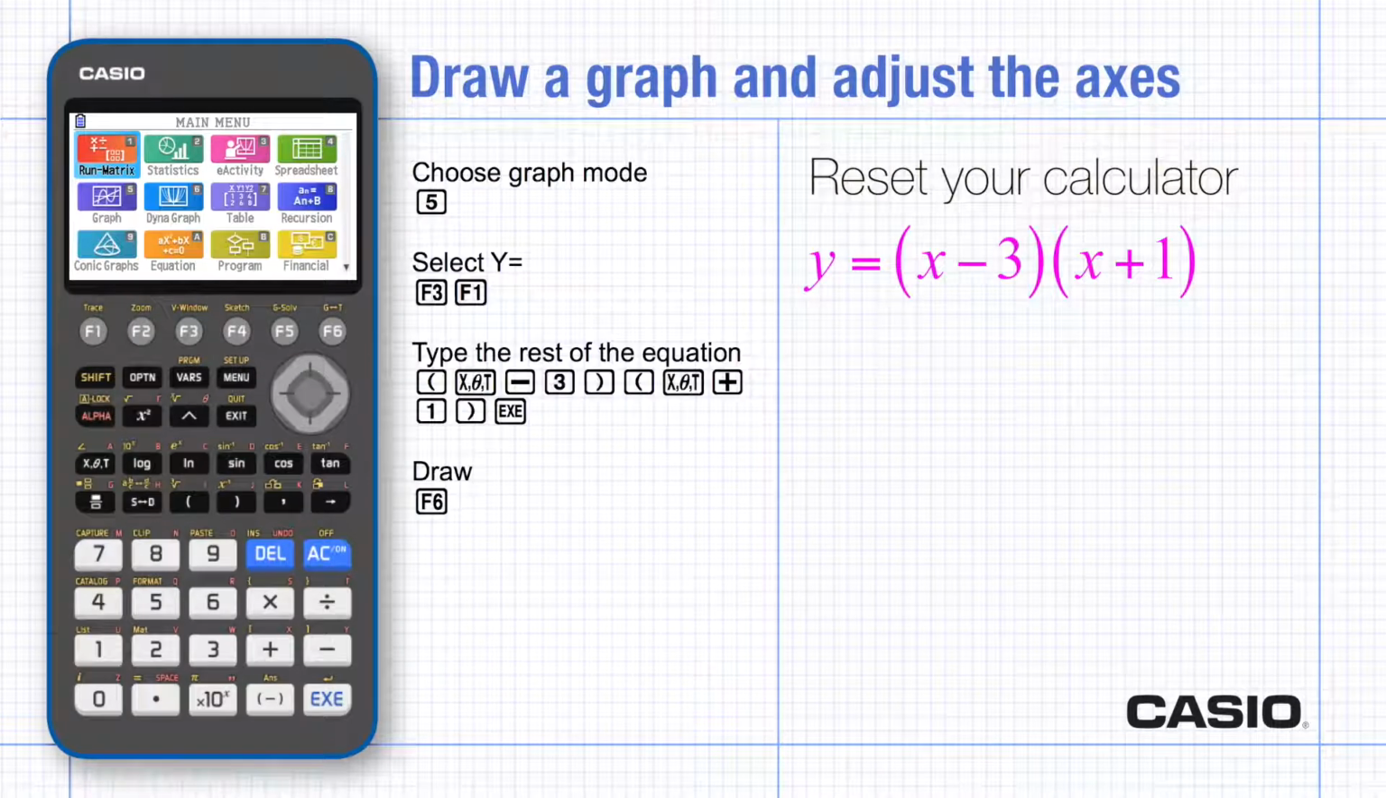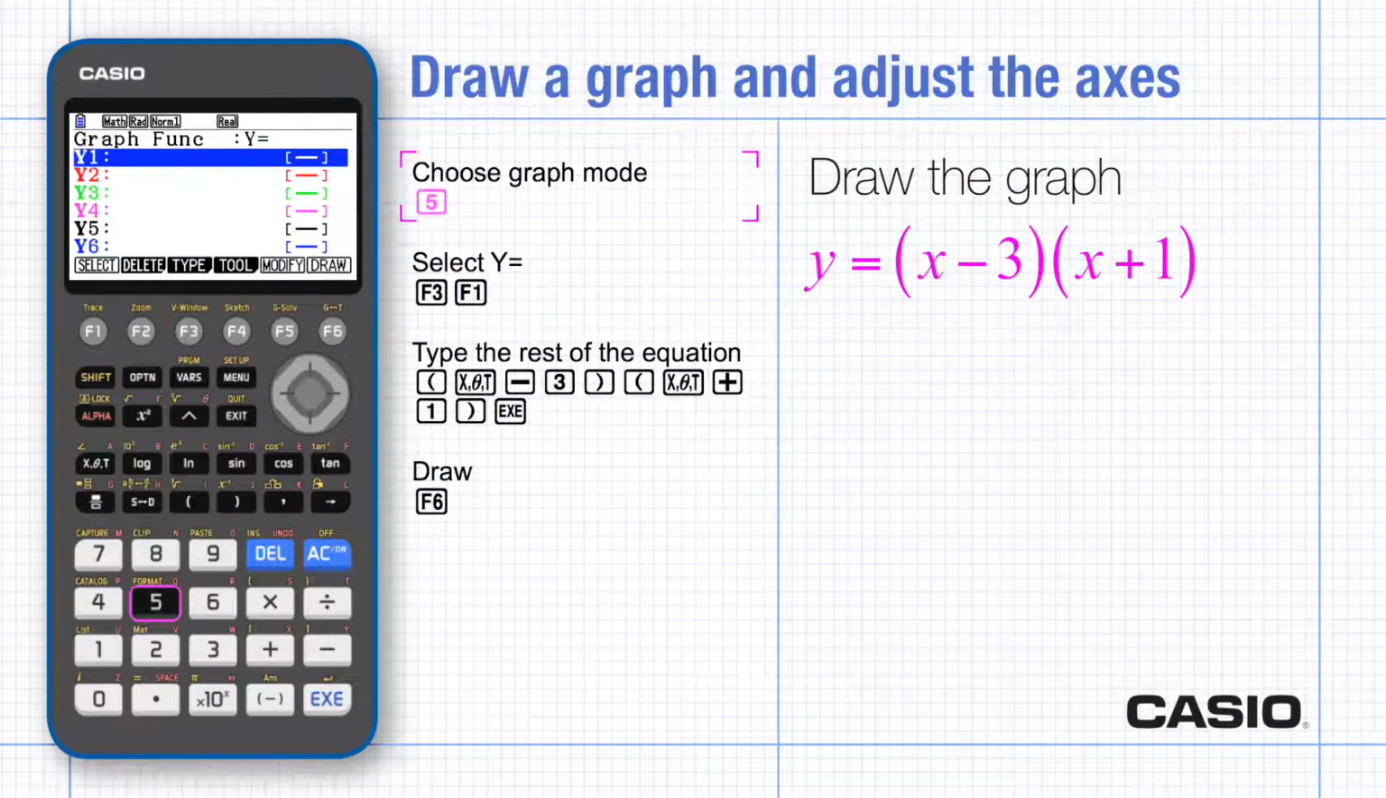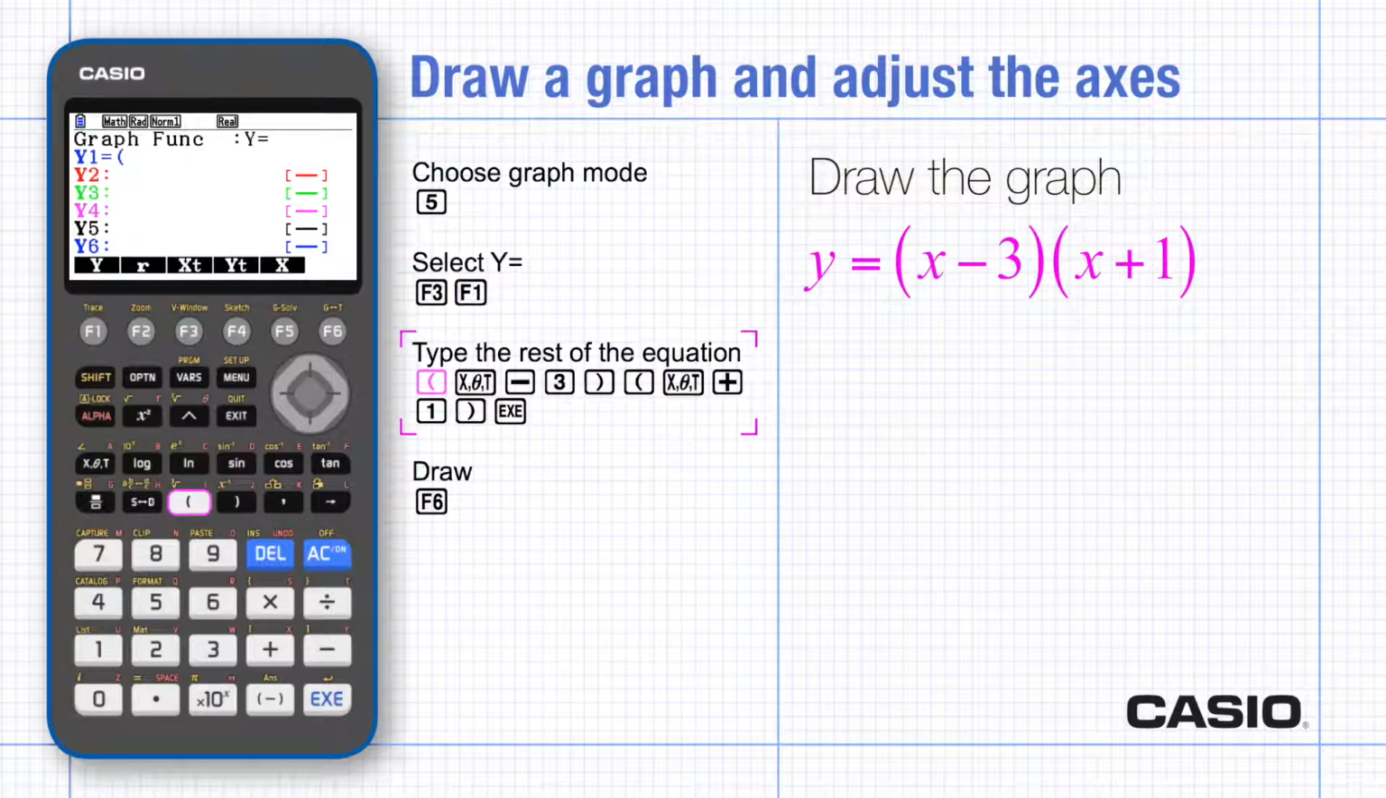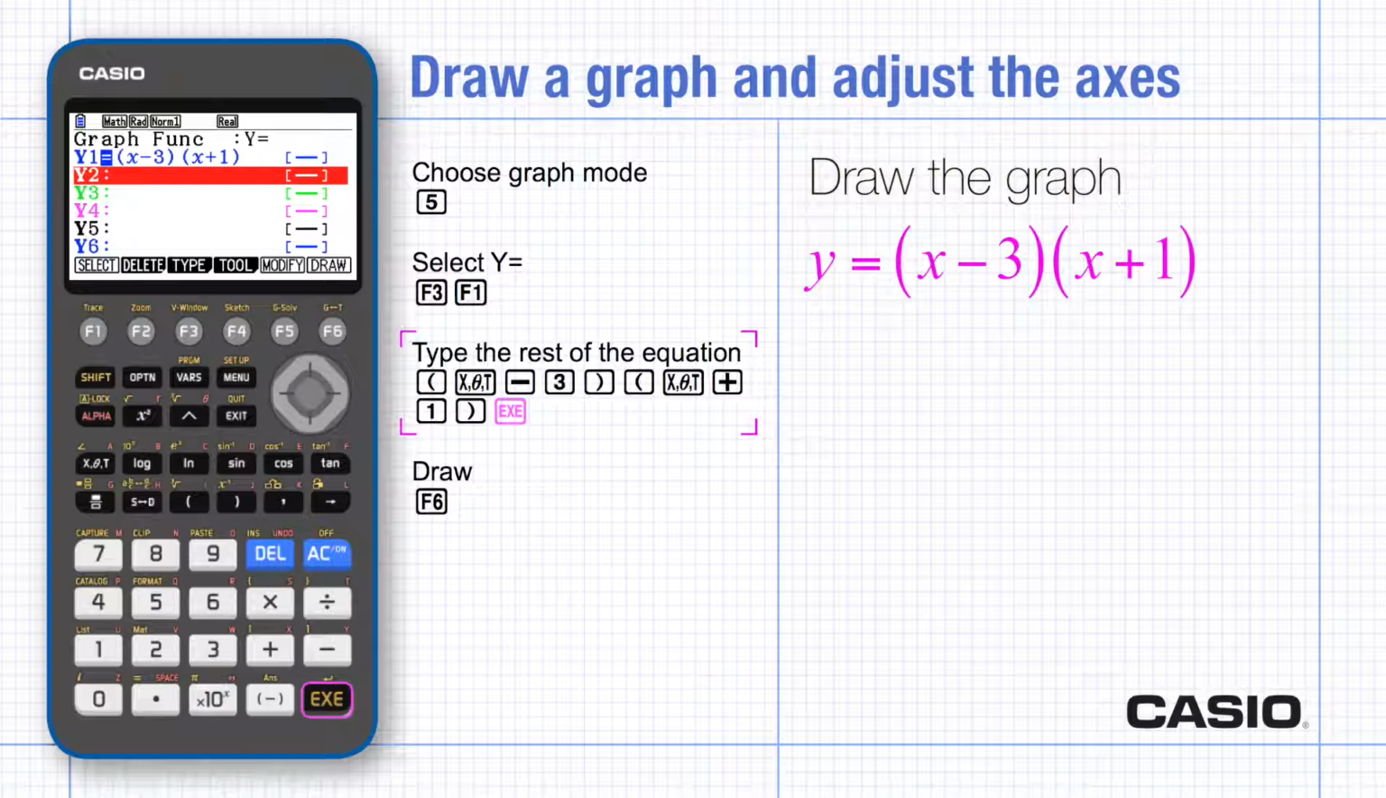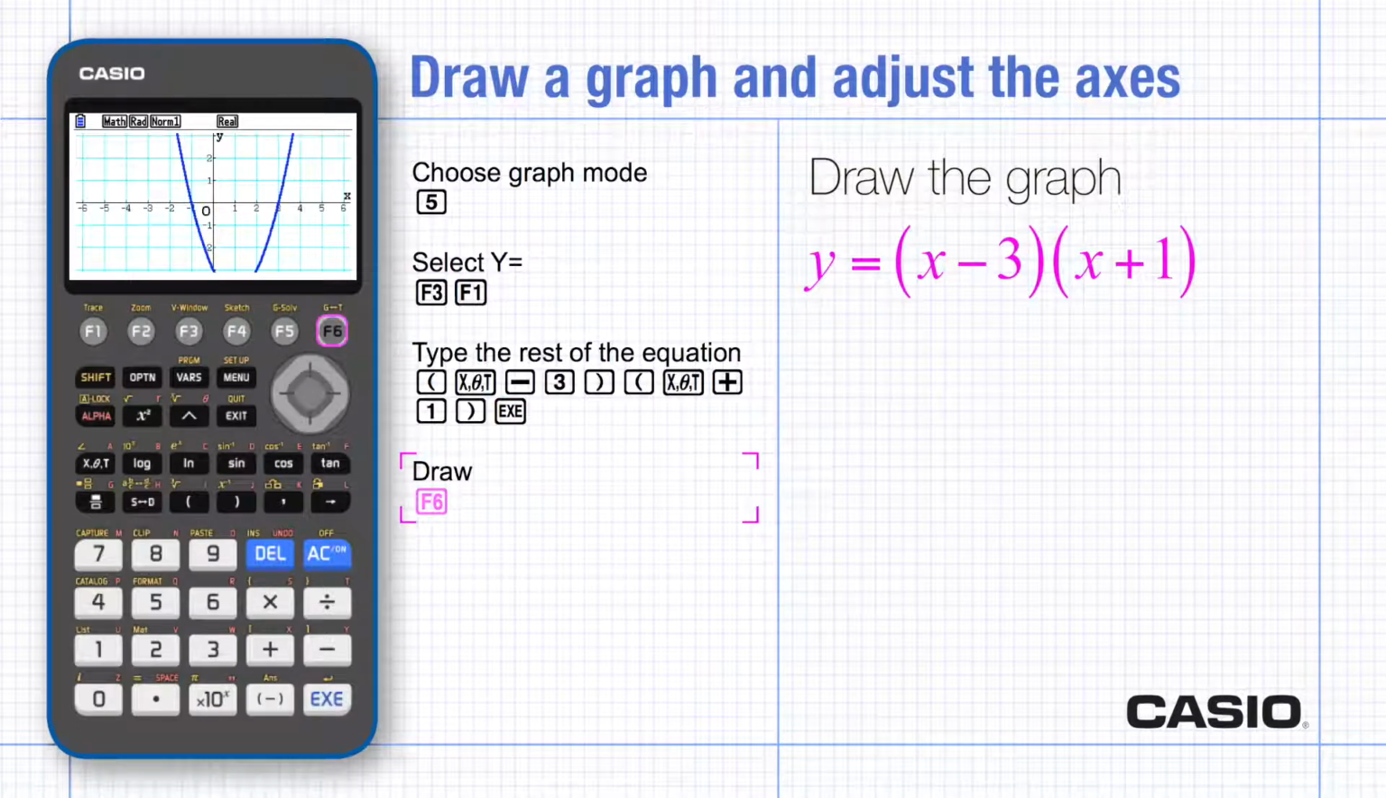Choose graph mode 5 and then go to type and choose y equals. Type the rest of the equation into y1. Use the x theta t key for x. The x label for f5 is not the x that you need in your equation. Press execute. Draw will give you the graph.